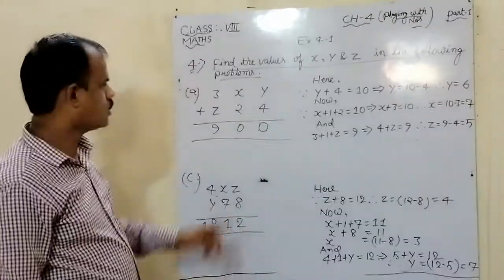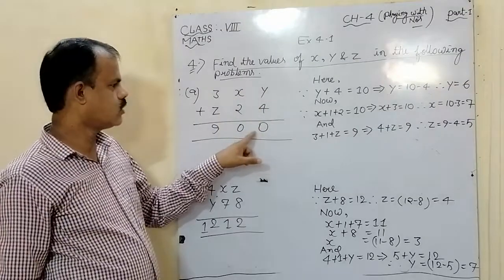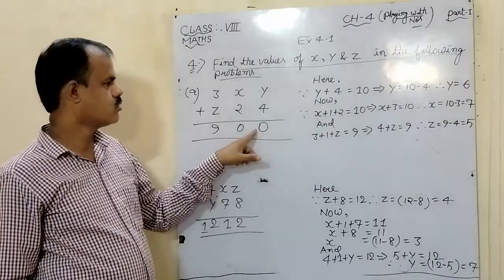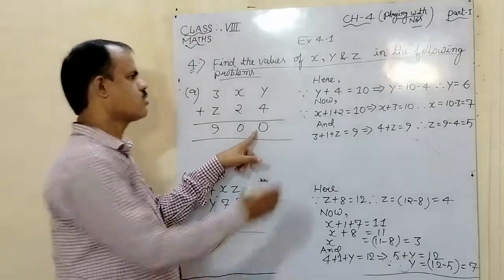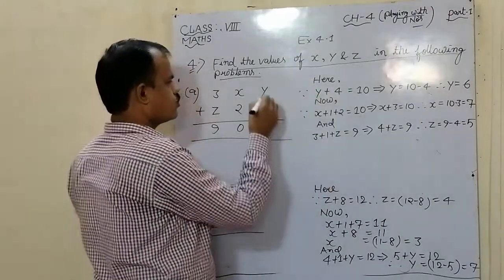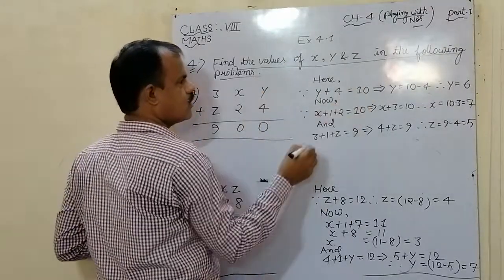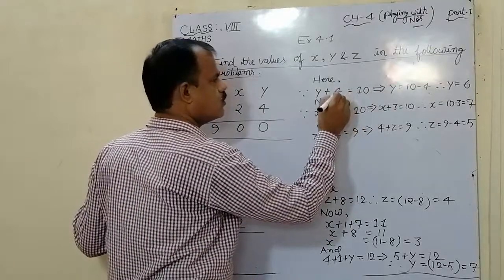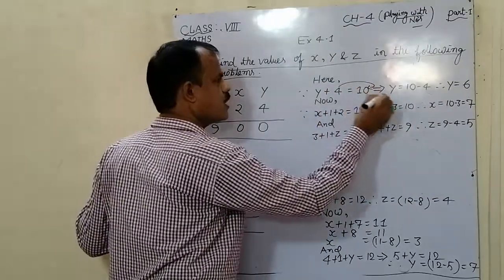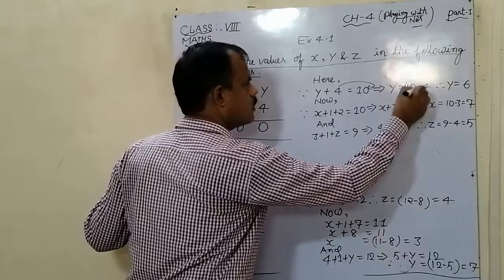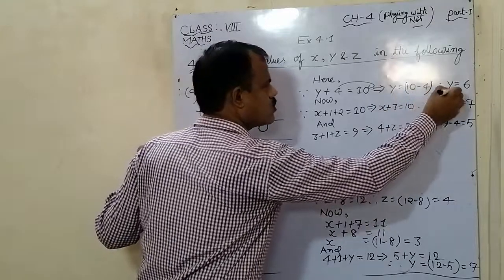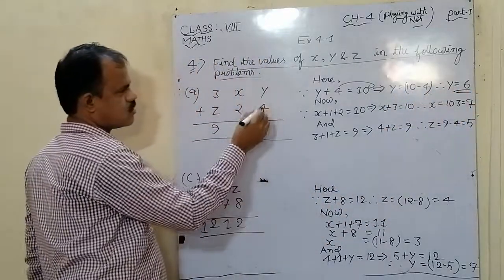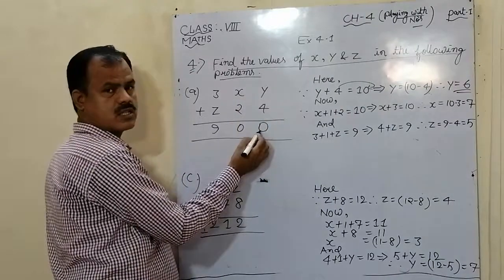So student, look here. Y plus 4 equal to what? This is a 2-digit number, 10. So we write here y plus 4 equal to 10. So y equal to, we shift this 4 to this side, so y equal to 10 minus 4. So y equal to 6. So 6 plus 4 is 10.